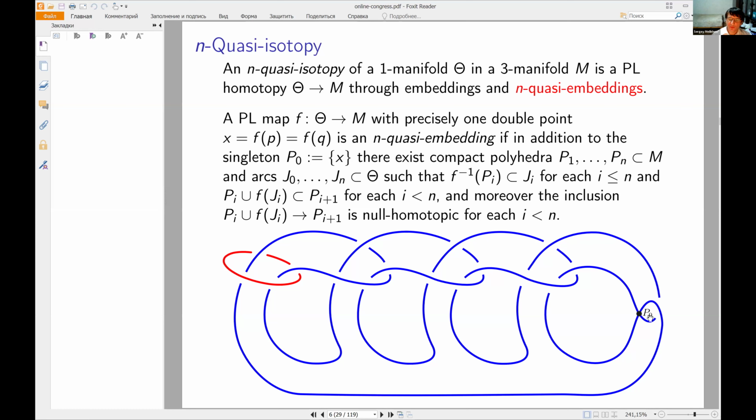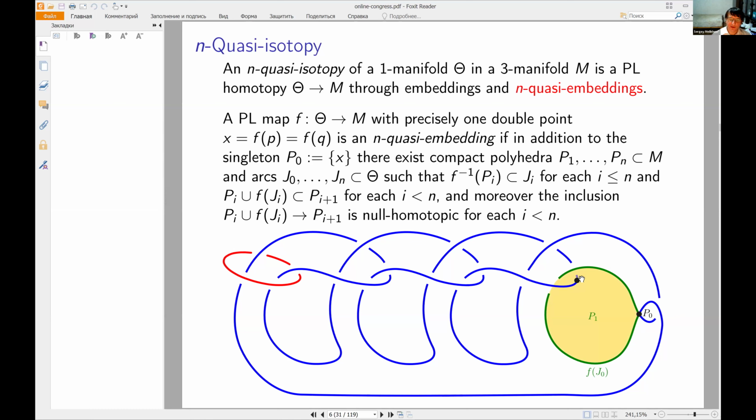So we already have our polyhedron P0, which has to be this double point by the definition. And now we need to find an arc J0, which contains the preimage of P0. Well, we can take the minimal arc with this property, and its image will be a loop, like shown in the picture. Then we need to find the polyhedron P1, which contains this loop, and also such that this loop is contractible. Well, we can just take a disk spanned by this loop.